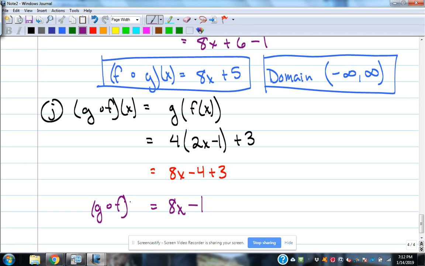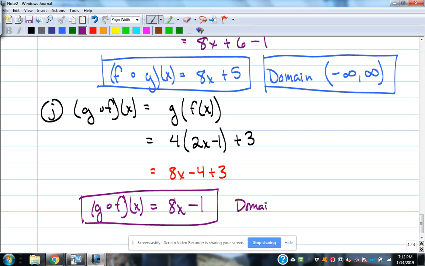Composed with F. X. Again, no red flags, so our domain is from negative infinity to positive infinity.